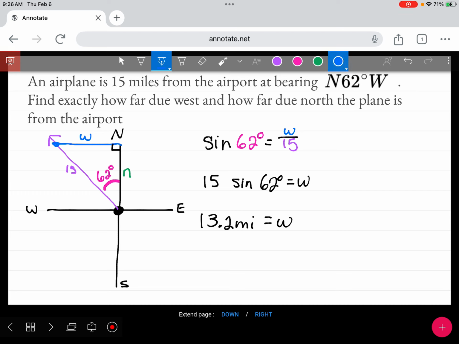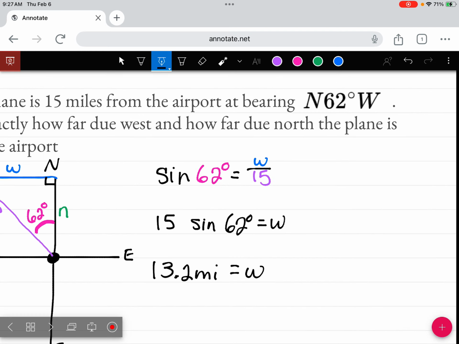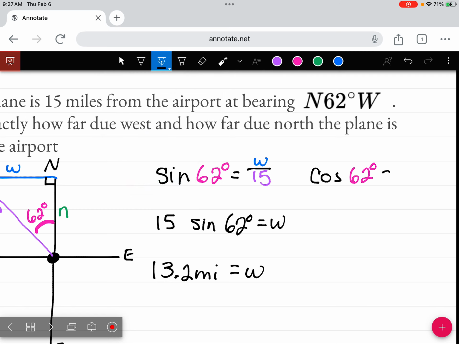How can we figure out how far north they are? You could do cosine, or you can do the Pythagorean theorem. Both are equally valid. So I'm going to set up the cosine one just so we can see it, because we haven't seen a cosine one. So if we did our cosine of the 62 degrees, that would give us our adjacent over the hypotenuse, so that would give us n over the 15.